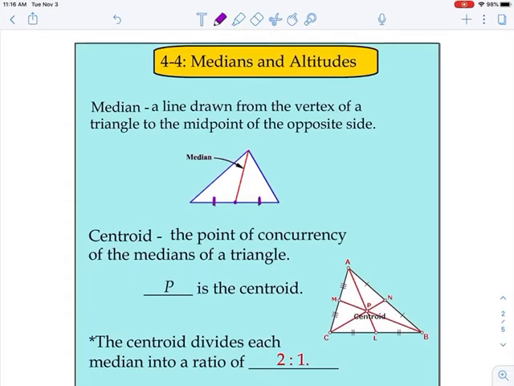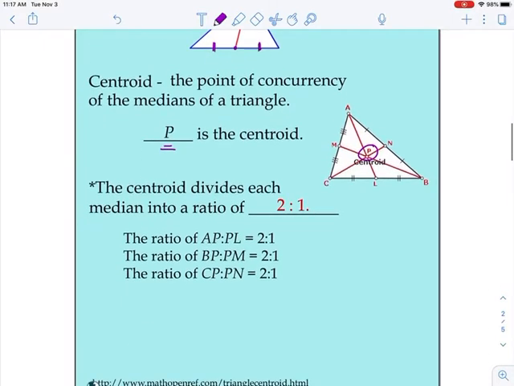Okay, so a centroid is the point of concurrency of the medians of the triangle. If you draw all three medians, the point where they intersect, in this case P, is what's called your centroid. The thing that's special about your centroid is that it divides each median into the ratio of 2:1.